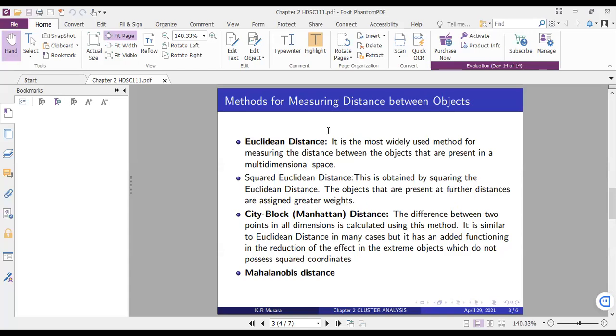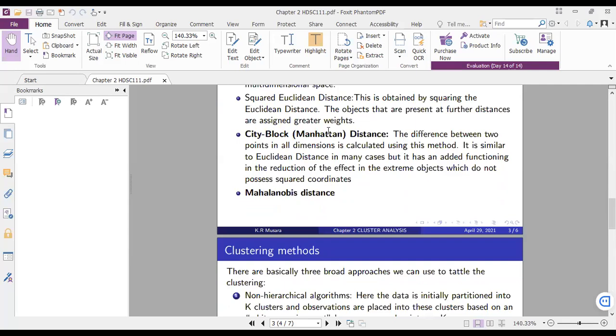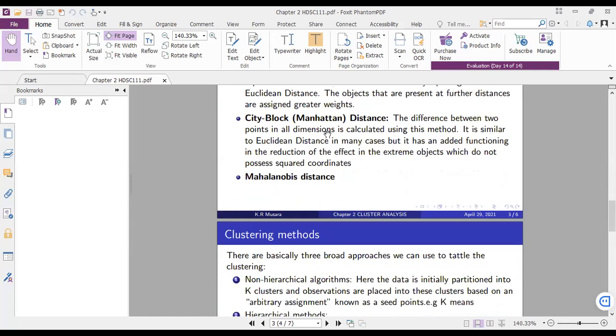So you've got the Euclidean distance, the squared Euclidean distance, the city block distance, and the Mahalanobis distance. All these are distance measures that you can use to come up with similarity of the characteristics that you are looking at, right? So these are basically required for you to calculate the difference between object 1 and object 2.